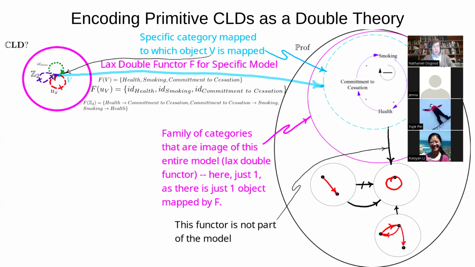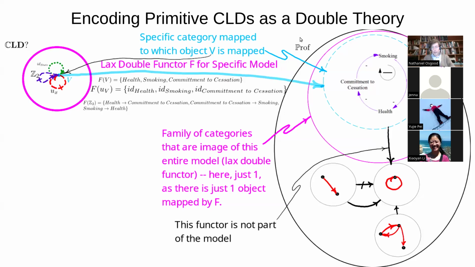So in general, a lax double functor will give us a family of categories from our particular theory. Here we only have 1 category because it has 1 category per object. And the vertical arrows here will turn into functors between these categories. Here there's only one from V to itself, so it turns into a functor from this to itself. That's the identity. Not so interesting.